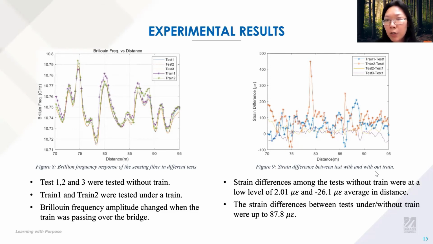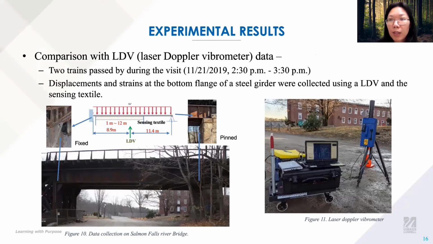And figure 9 shows the difference between with train and without the train. So the strain difference is about 87 microstrain. The preliminary result shows that the sensing textile can measure the strain over this distance. And Professor Yu will talk about another approach using the LDV, laser Doppler vibrometer, to collect the data at the same time.